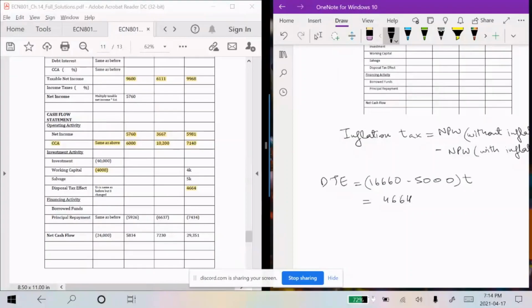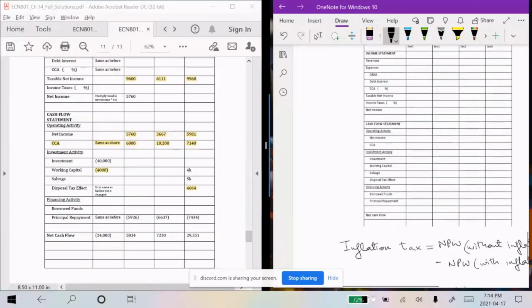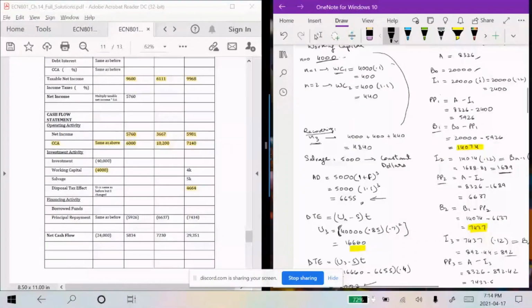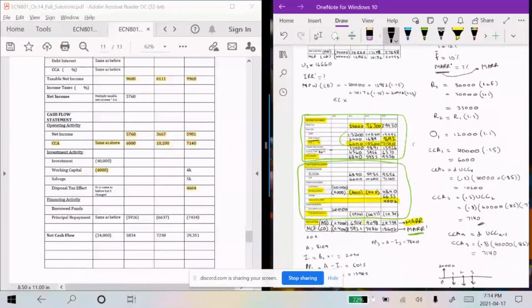Yeah, no problem. Okay, so this is how you calculate the disposal tax effect. Simple, but it's going to take a lot of time. I don't think he'll give this. Again, the borrowed funds are going to be 20,000. That part isn't going to change due to inflation. 926 is exactly what we got previously. A lot of the table is the same, but some of the parts are different. 926, 6637 right here. 7434. It's the same here.